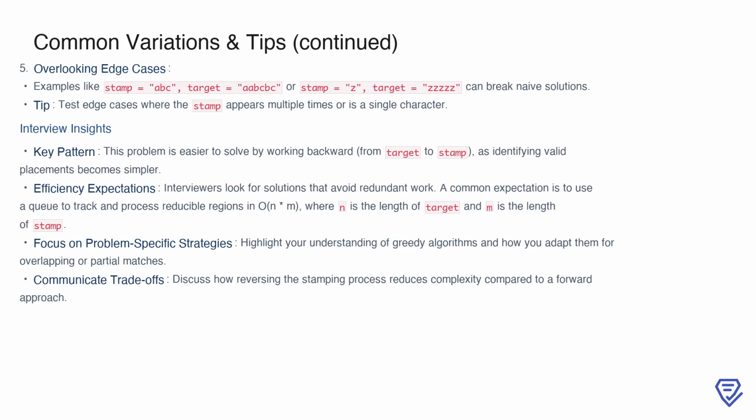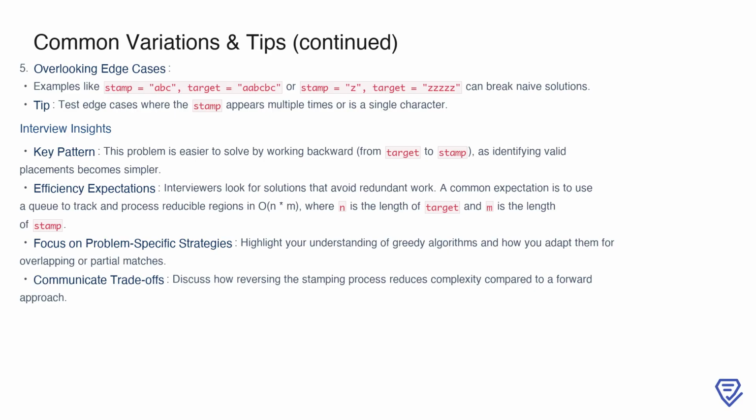In terms of efficiency, interviewers often expect solutions that avoid redundant work, so aiming for an O(N*M) complexity is ideal, where N is the length of the target and M is the length of the stamp. Using a queue to process reducible regions is a common way to achieve this. Additionally, this problem is a great opportunity to demonstrate your understanding of greedy algorithms and how they can be adapted for challenges like overlapping or partial matches.